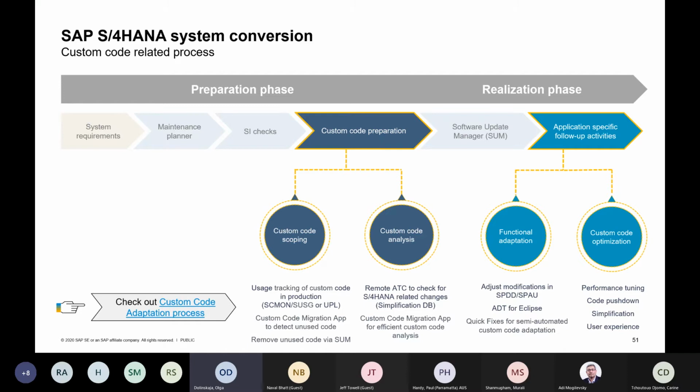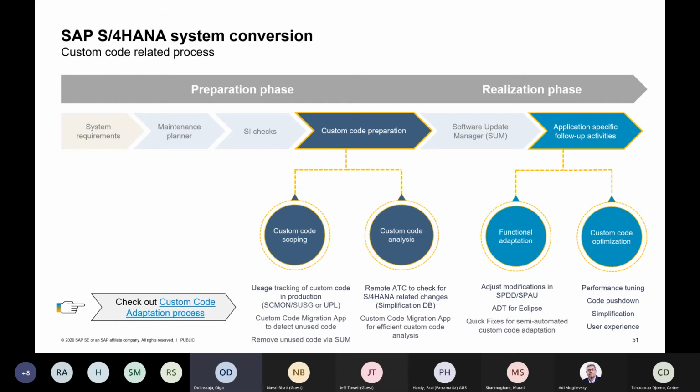And what you see here under these bubbles, custom code scoping and custom code analysis, you see here on the slide, custom code migration app. This custom code migration app will help you to do the scoping, and it will help you also to do the analysis. This is our central app, which is fully based on the remote ABAP Test Cockpit infrastructure. And this app should be used for the custom code scoping and analysis for SAP S/4HANA.